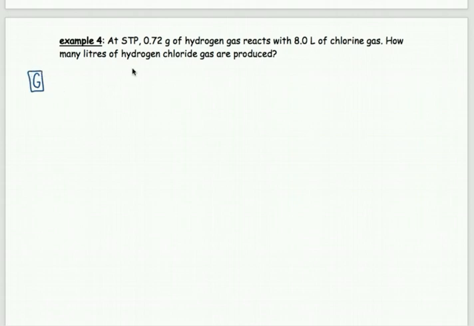Okay, so also on top of it, hopefully you are noticing that there is a reaction happening here as well, okay? So write that reaction equation out. So we have hydrogen gas reacting with chlorine gas. So again, hydrogen is diatomic gas, reacting with chlorine gas, which is diatomic, and it's producing hydrogen chloride gas.